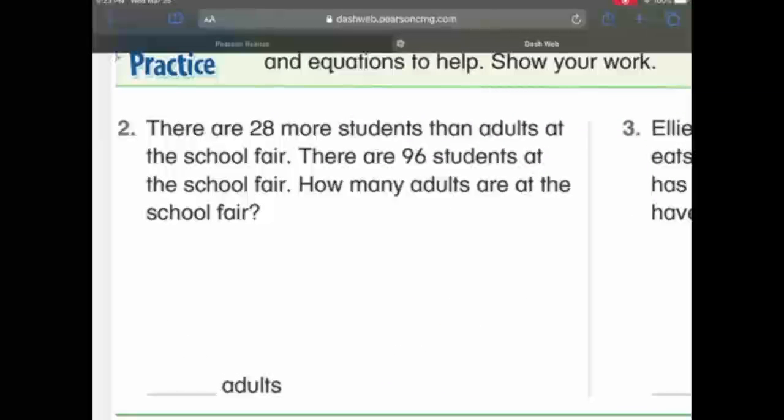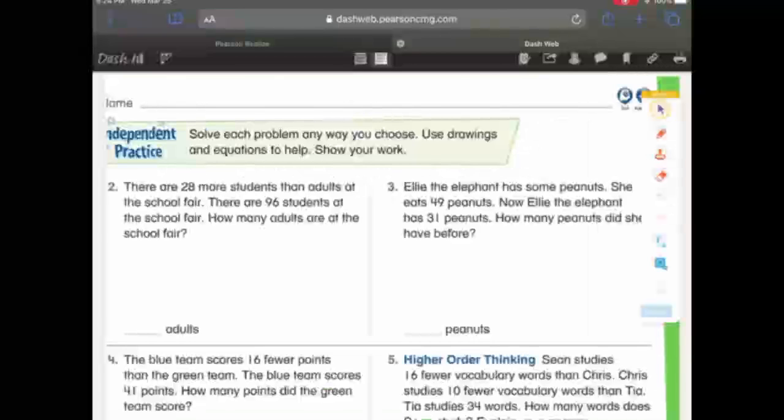So we have this big event that has both students and adults, and we're trying to find out how many adults are there. What do we know? We know that there's 96 students, and the difference between students and adults is 28. How would you find out what kind of equation this is? These are the things that we'll have to think about as we solve lesson 7-2.